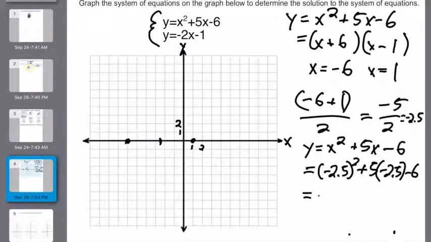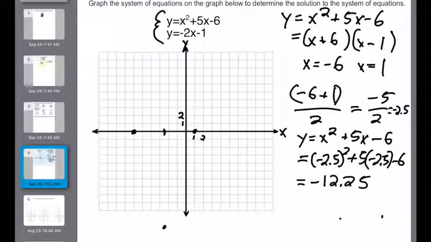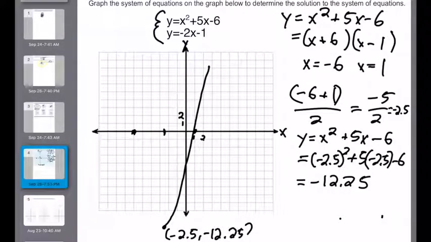Okay, and this works out to -12.25. Unfortunately, we're going to be graphing a little bit off of our Cartesian plane. That's all right, though. We'll go ahead and label that. So again, we had an x-coordinate of -2.5 and a y-coordinate of -12.25. So we can go ahead and draw a parabola in there, looking something like this. It should be nicely curved if we're drawing it accurately.